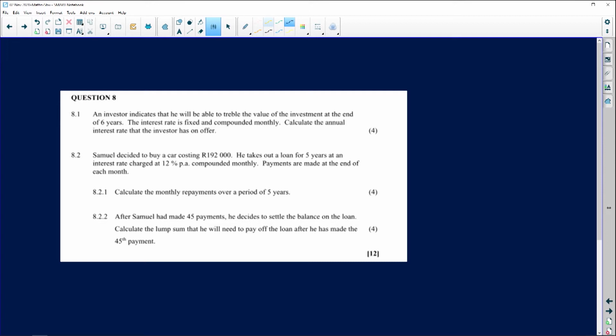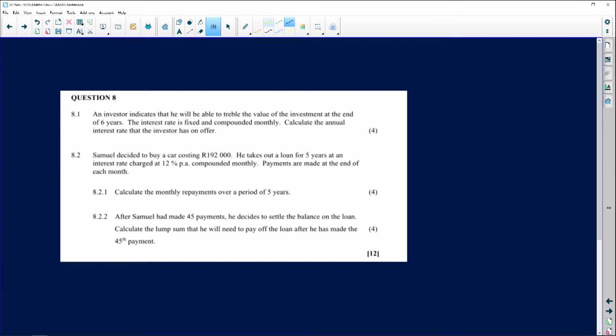it comes to financial maths. Okay, so question 8.1 says, an investor indicates that he will be able to treble the value of the investment at the end of 6 years. The interest rate is fixed and compounded monthly. Calculate the annual interest rate that the investor has to offer. Okay, all right, that the investor has to offer.